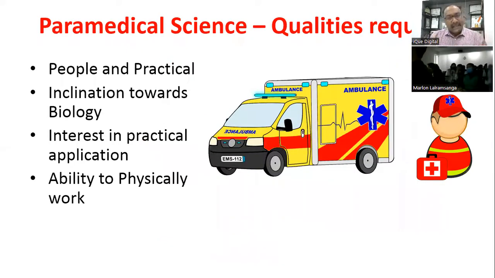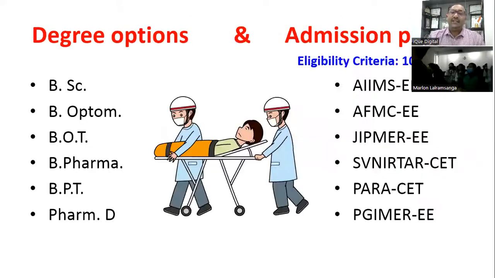Getting into paramedical sciences, if you have taken B group, but you feel you're not that academically inclined, you're more practically and people oriented, then although you have an inclination towards biology, which is required, you have interest in practical application, and you have the ability to physically work, paramedical sciences could be a very good option.